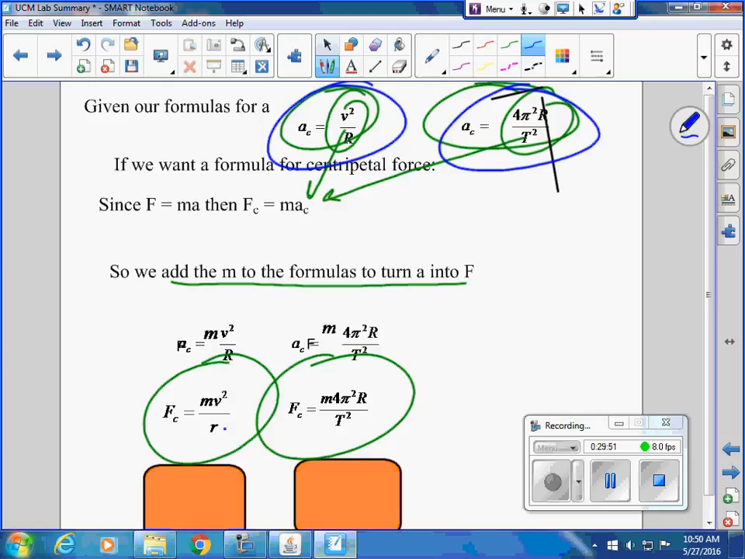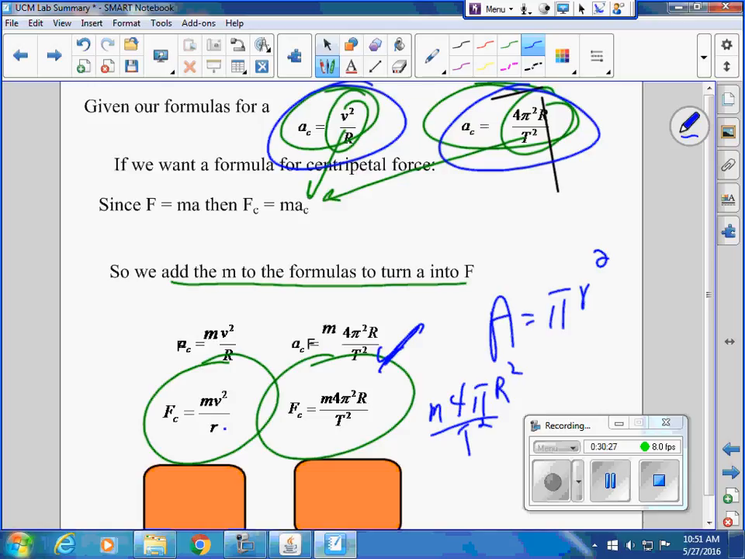I have to say this because I'll forget. I will caution you, because people are so used to area is pi r squared, I've seen kids write this as m 4 pi r squared over T squared, and that is not true. It's the pi that's squared, not the r. It's because of this pi r squared thing. So just make a note. Make sure you get that right. It's m 4 pi squared r over T squared.